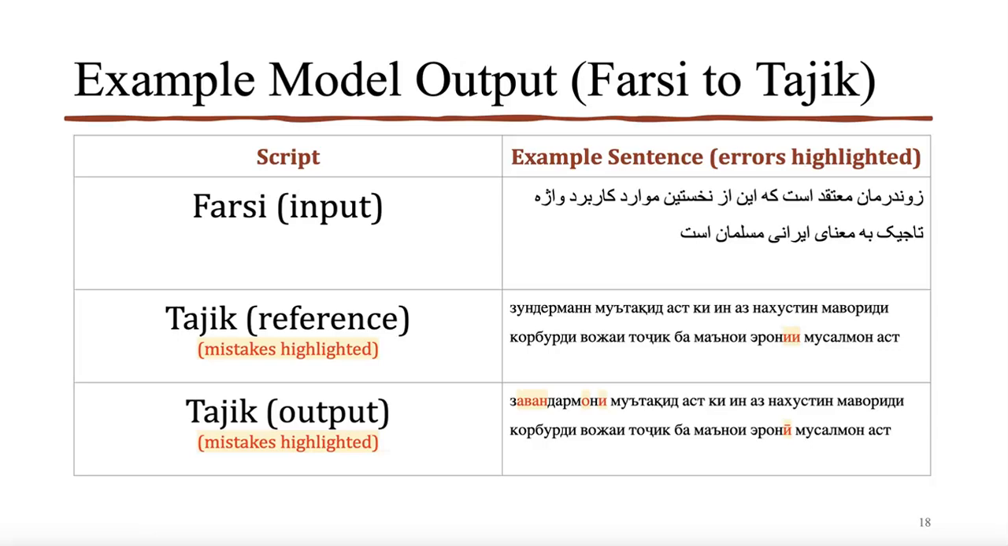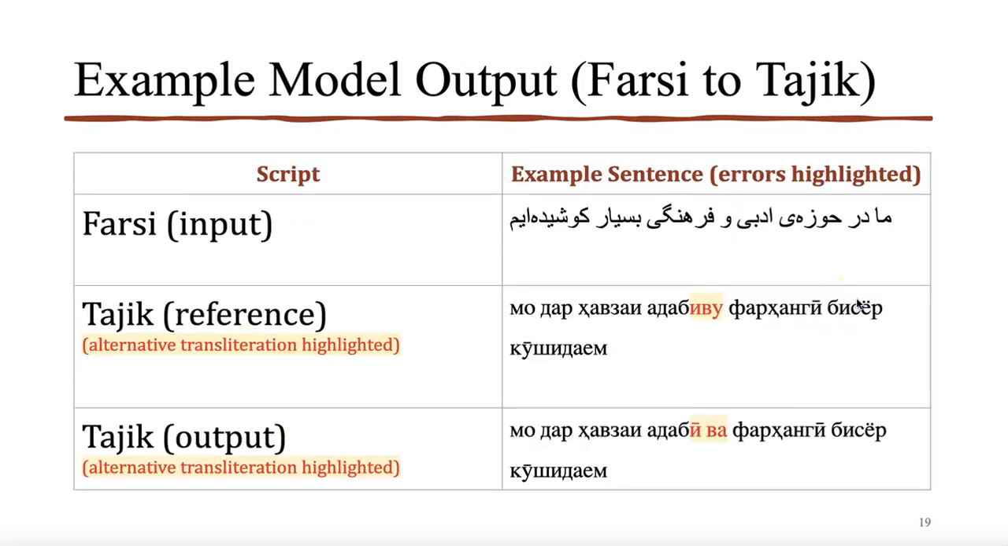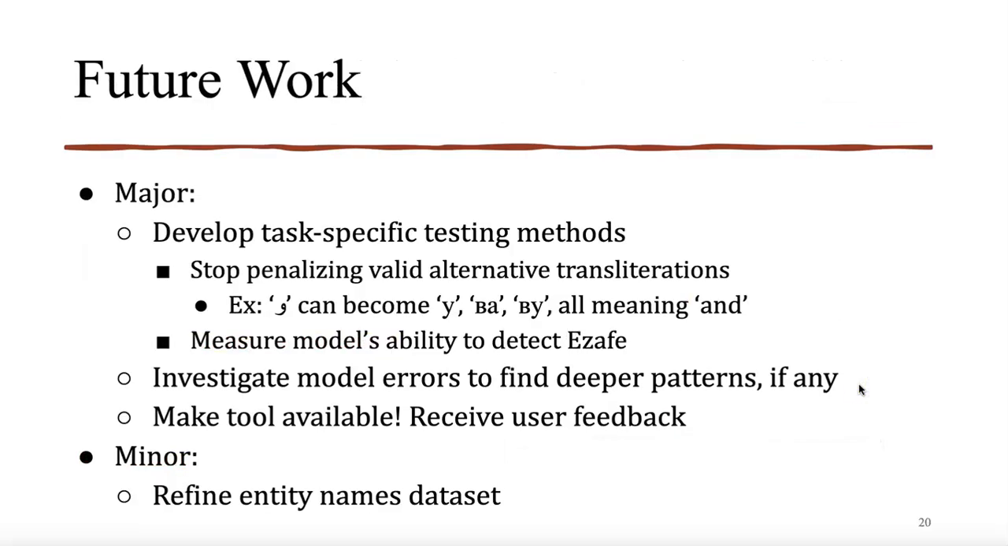And just for some examples of our model output in the harder direction, we can see here that in the reference, the mistakes are highlighted, and our output is still quite understandable to native speakers. But the first word, Sundarman, which is actually a proper noun, a name, was interpreted as a noun and transliterated incorrectly. Our model also failed to detect this izafe here, which is a Persian grammatical particle. We also see that a valid alternative transliteration for the word "and", which can be vu or va, was also penalized. And that leads me into our future work.